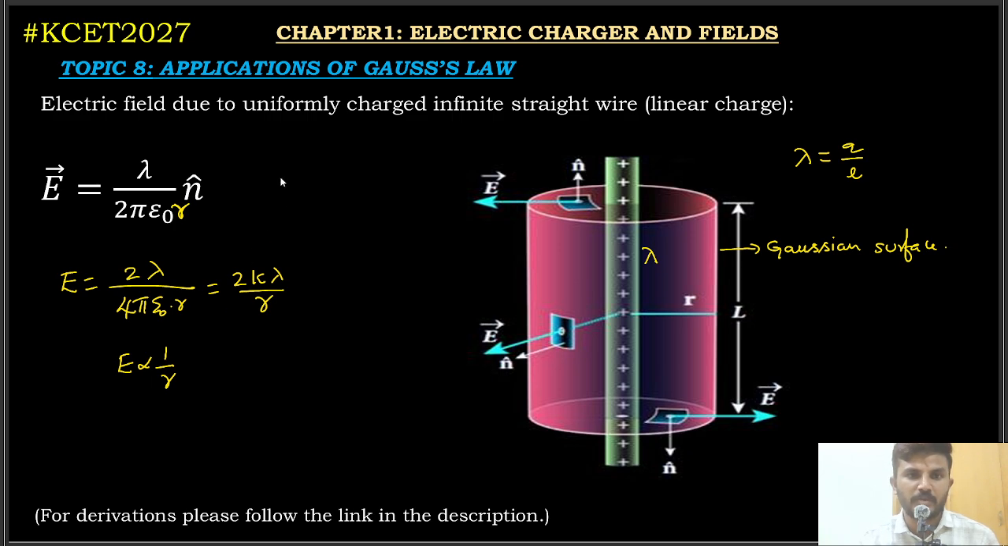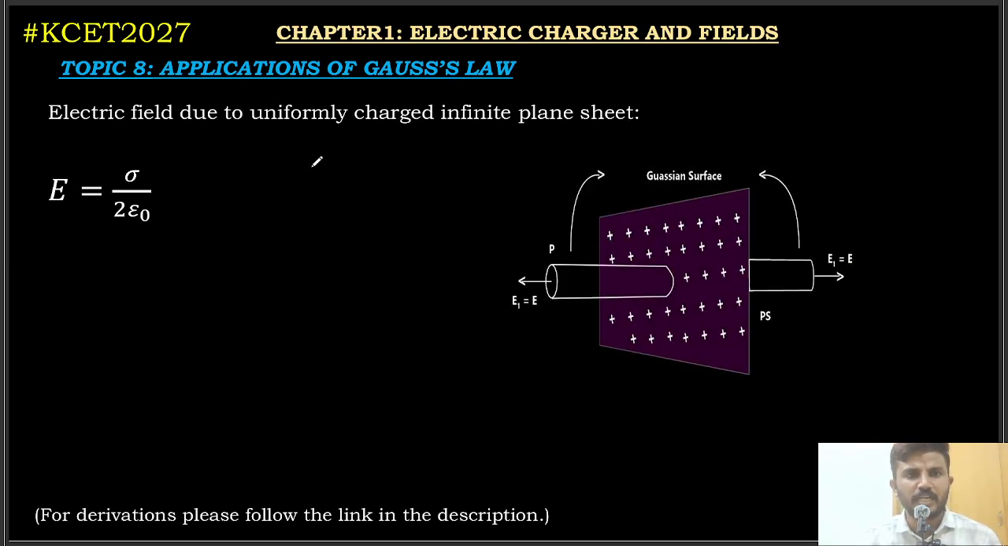What is the value of 1 by 4 pi epsilon naught? K is equal to 1 over 4 pi epsilon naught. Its value is 9 into 10 to the power 9 in SI unit, but its value is 1 in CGS unit. Do remember. Next, we have electric field due to a uniformly charged infinite plane sheet.